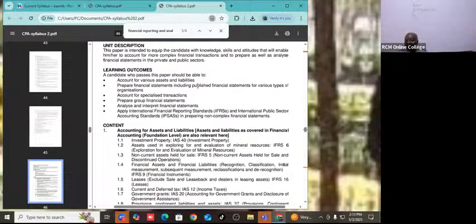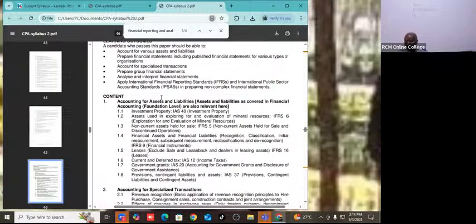Learning outcomes. A candidate who passes this paper should be able to account for various assets and liabilities in accordance with IFRS standards, prepare financial statements, including published financial statements for various types of organizations, account for specialized transactions, prepare group financial statements, analyze and interpret financial statements, and apply international financial reporting standards, IFRS, and international public sector accounting standards in preparing non-complex financial statements.